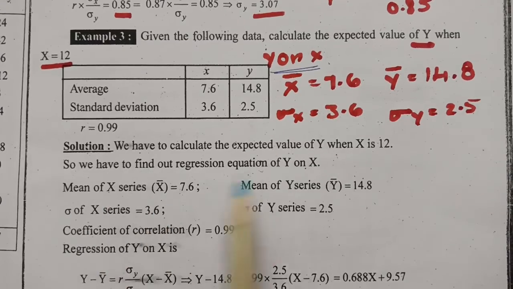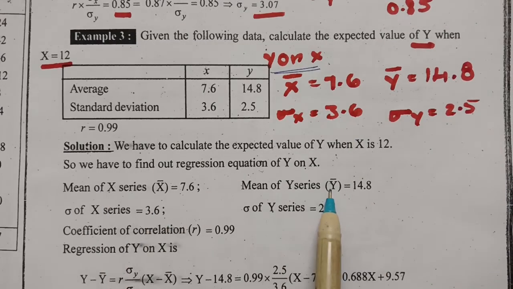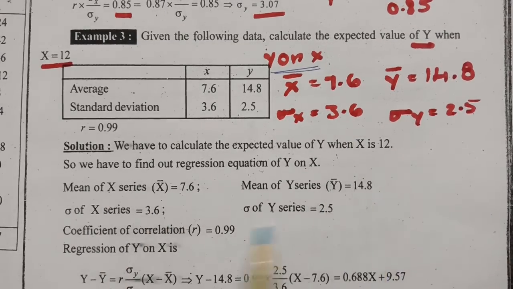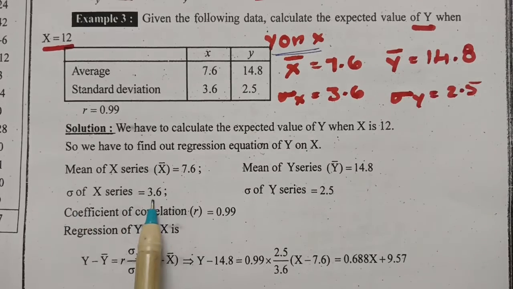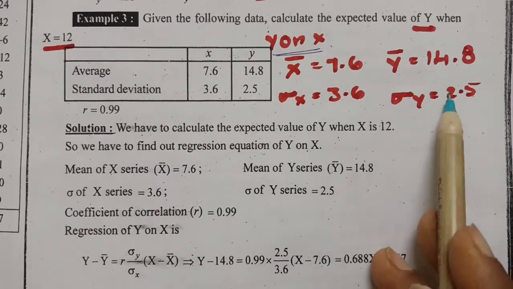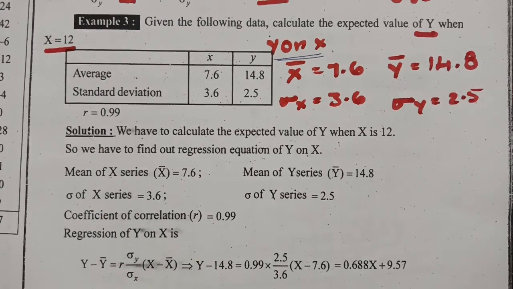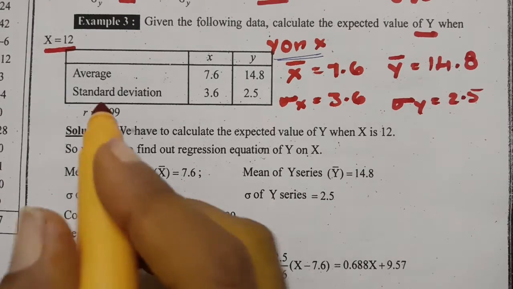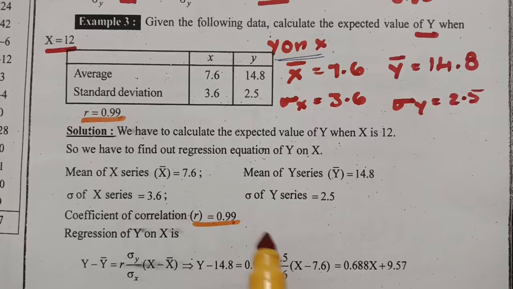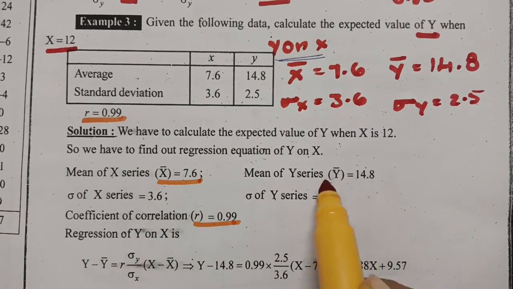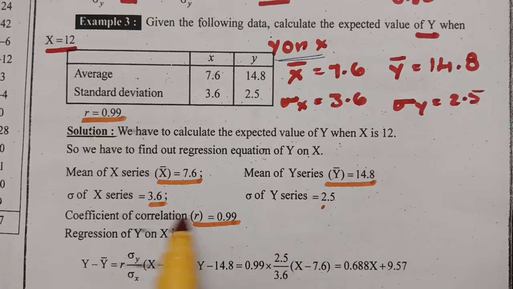So mean x bar is equal to 7.6. The mean of the y series, that is y bar, is 14.8. The sigma x value is equal to 3.6 and sigma y is equal to 2.5. And the correlation coefficient is also given, as 0.99 here. This is x bar, y bar, sigma x and sigma y. All the values are given.